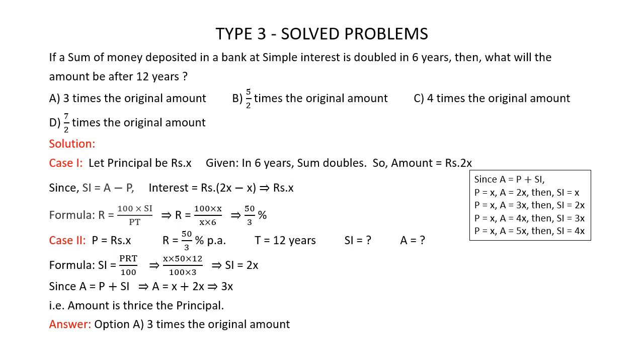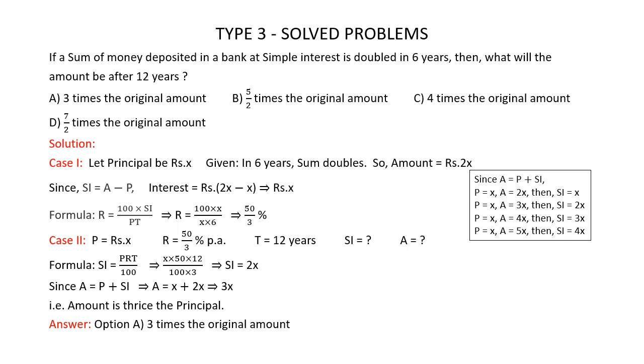So hope you are understanding the logic here. If principal doubles, that is it becomes 2 times of itself, then simple interest is x. If principal becomes 3 times of itself, then simple interest is 2x. If principal becomes 4 times of itself, then simple interest is 3x. If principal becomes 5 times of itself, then simple interest is 4x. Hope you got the logic here. So here principal is x, it doubles, that is it becomes 2 times of itself. So interest is also x.